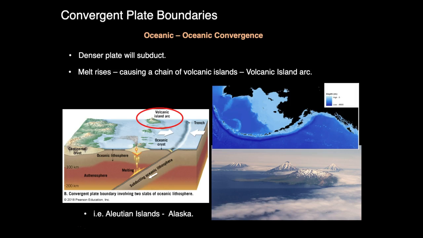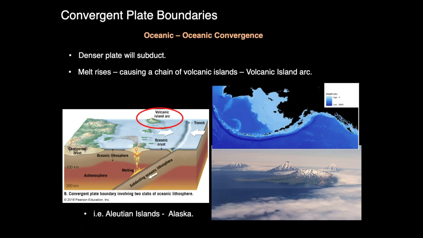So in this type of convergence, the feature that is formed typically is a volcanic island arc. It is also a linear chain of volcanoes that parallel the subduction zone. So it's very similar to the one we saw in the previous example, except that in this case, it's an island arc because there is no continental landmass to sustain these volcanic events or features, I should say.